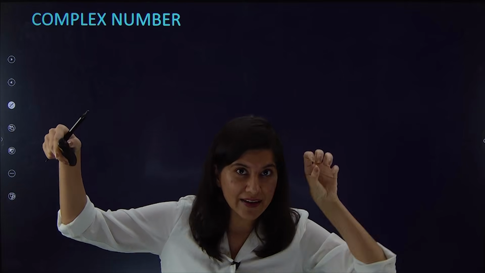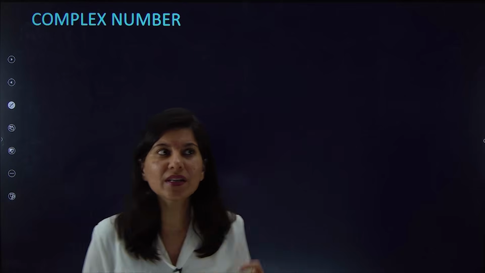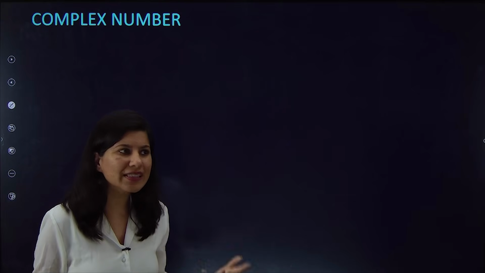Complex number is superset of all the numbers. Complex numbers is an umbrella, like superset. It is having natural number, it is having imaginary number, it is having real number, rational, everything. Okay, so complex number is superset. So 2 is a complex number, definitely.